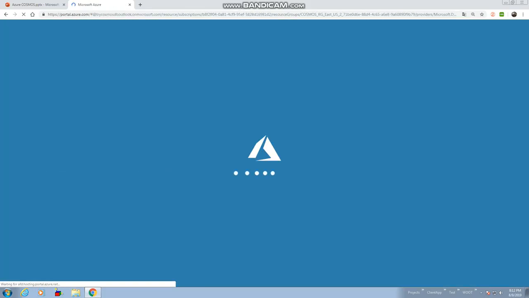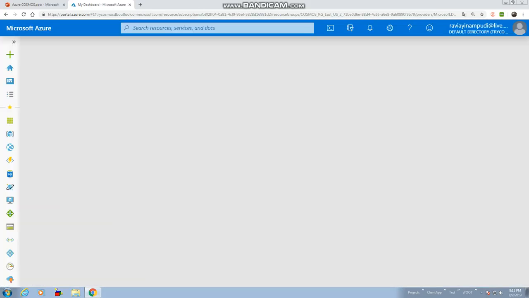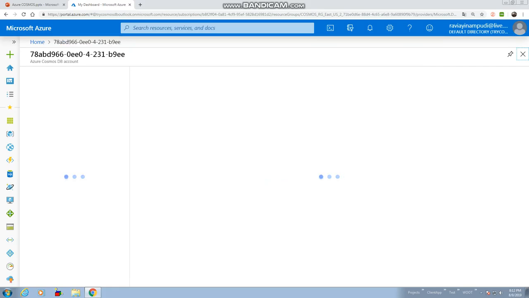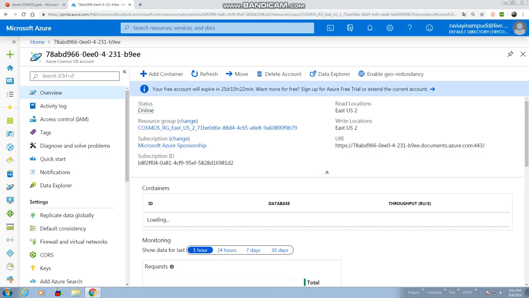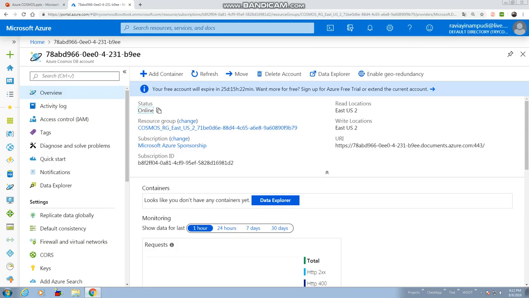So in this session we are going to interact with Azure Cosmos DB, which enables us to configure our multiple read regions and write regions, set the consistency levels, and manage the overall Cosmos database.